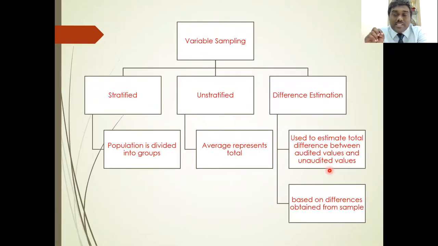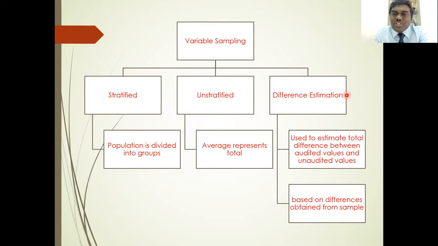Then you have variable sampling. In variable, you have what is called stratified sampling. Stratified is you create groups based on common features, for example, all invoices between 10 rupees to 500 rupees, all invoices between 501 to 901. So all those things are stratified sampling. Population is divided into groups. Then you have unstratified. Unstratified is anything. Average represents total. You just do it on a pro rata basis.